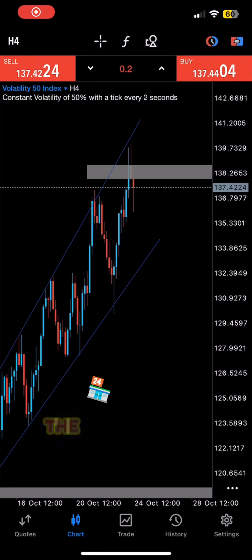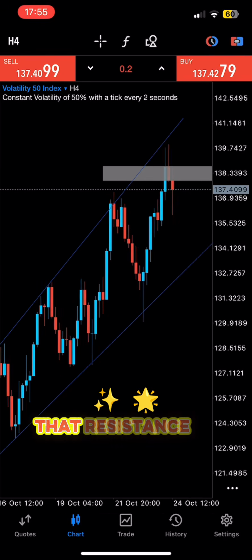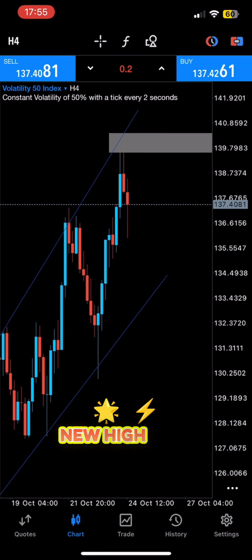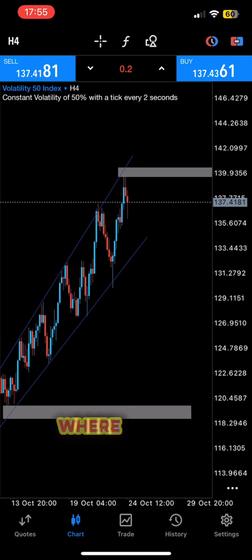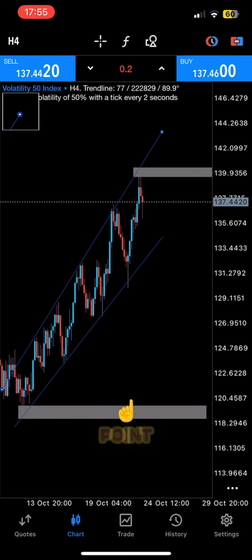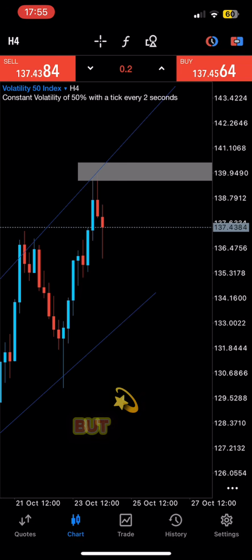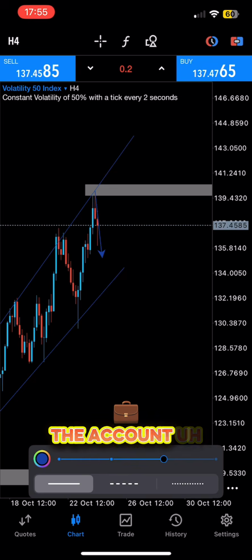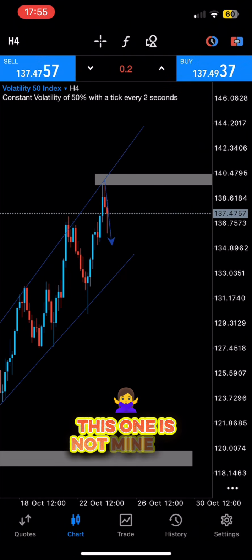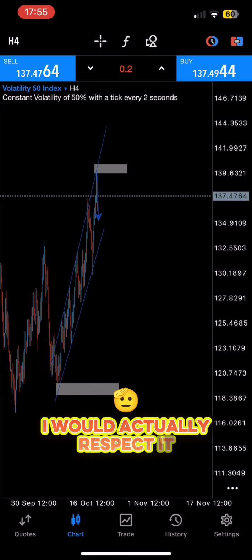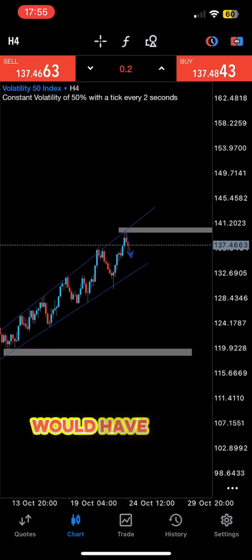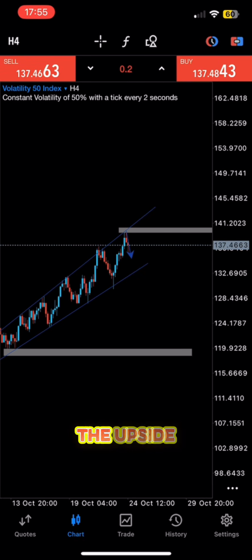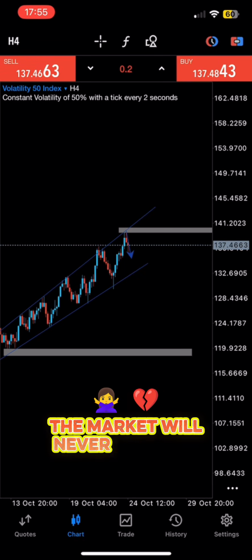Anyway, as you can see, the market went to touch that resistance to create a new higher high, right? So we know that at that point where I've put the shadows on, I could have sold at that point and made a lot of money, right? But I didn't want to enter this trade because I didn't want to blow the account. This one is not mine, so I would actually respect it. If it was mine, I would have traded this one. So we know that as long as it is a rising wedge, the market will never break to the upside.